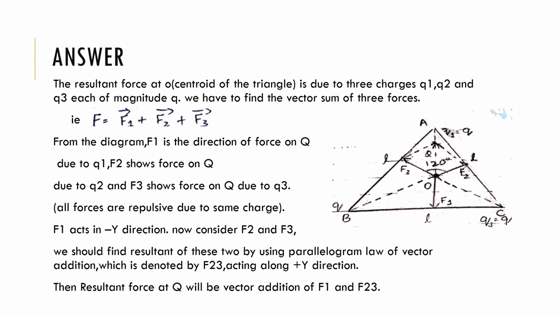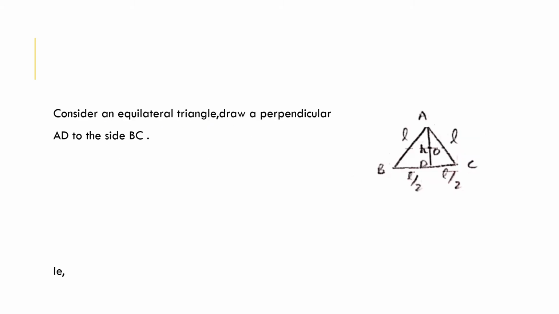Okay. Now consider an equilateral triangle. There are certain properties of an equilateral triangle. We need to find out the magnitude of each force first. So let us consider an equilateral triangle. This is a simple diagram I have drawn to represent an equilateral triangle of side length L. So each side is L. So this is L by 2 and this is also L by 2. Draw a perpendicular from A to BC. That's AD is the perpendicular.